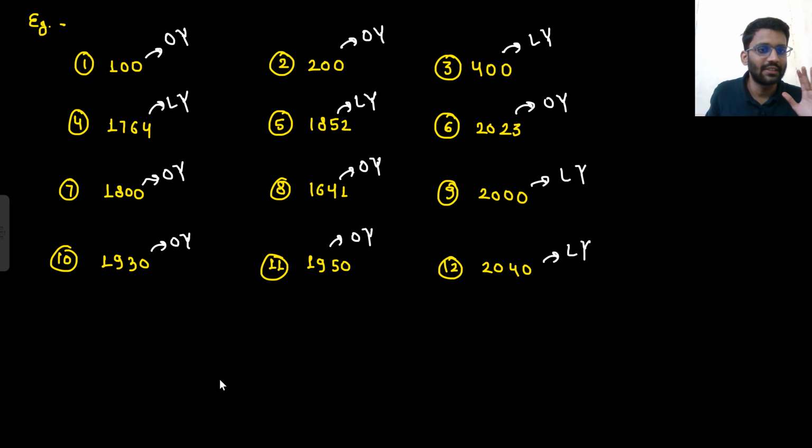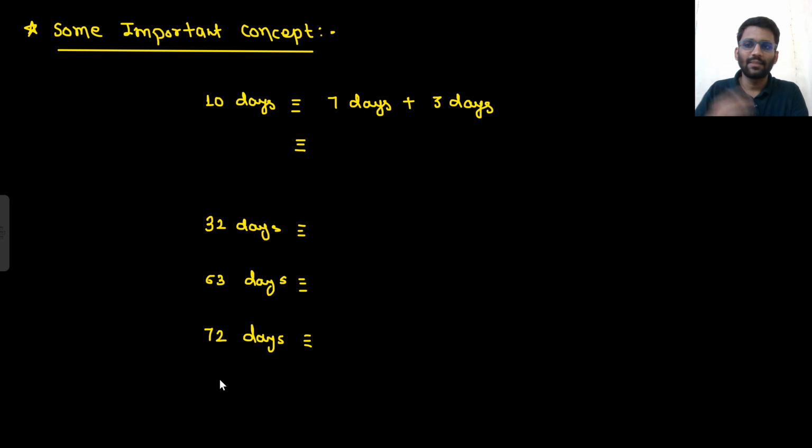Well and good, everything is crystal clear, very straightforward concept, right? So if you know this much, that would be more than enough to solve the problems. Let's see some more important concepts. So very simple concept we are seeing. How can you write 10 days? 10 days, I can write 7 days plus 3 days. No doubt about that. What do you mean by 7 days? 1 week.